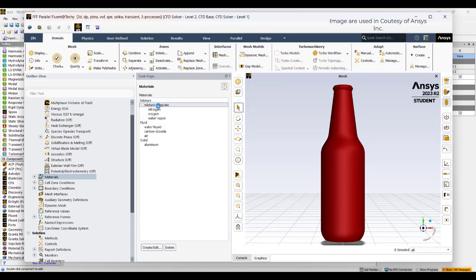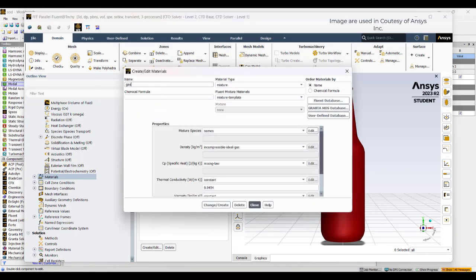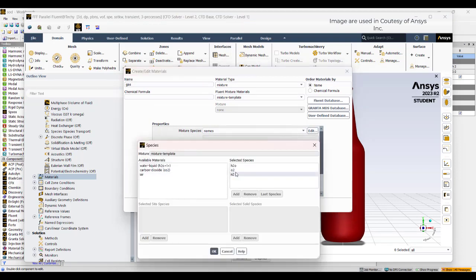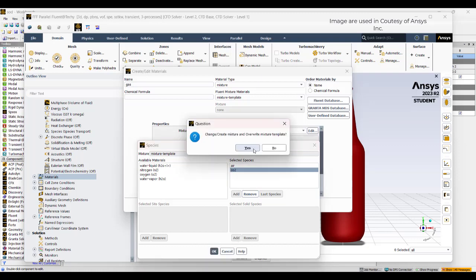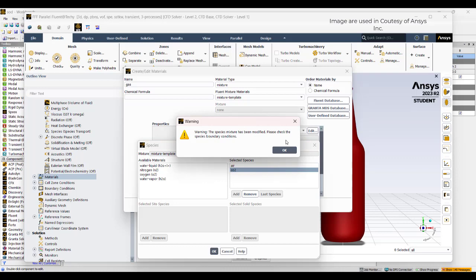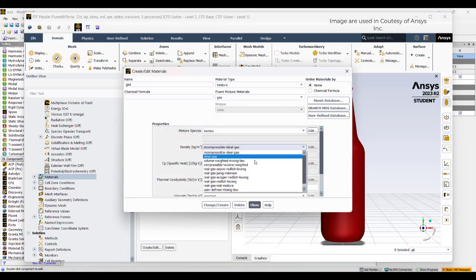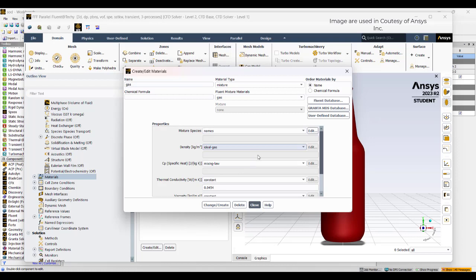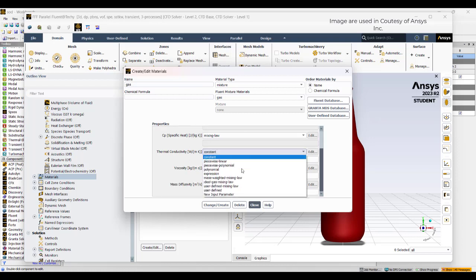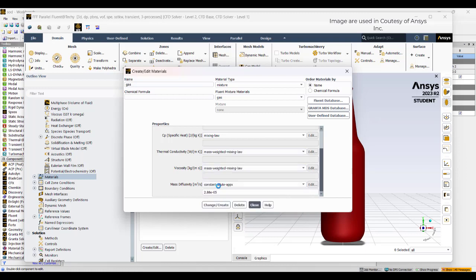Now go to mixture tab, rename it as gas. So in the gas there will be two constituents. One is carbon dioxide and the other is air. Remove. And whichever is more in species should be last, right? Carbon dioxide is more for me in this case, so I'll be keeping carbon dioxide as my last species. Overwrite, close it. Okay, then go to this, make it an ideal gas. Now for these, take a mass weighted mixing law, so it will take the next properties as the mass weighted mixing law. Change, create.